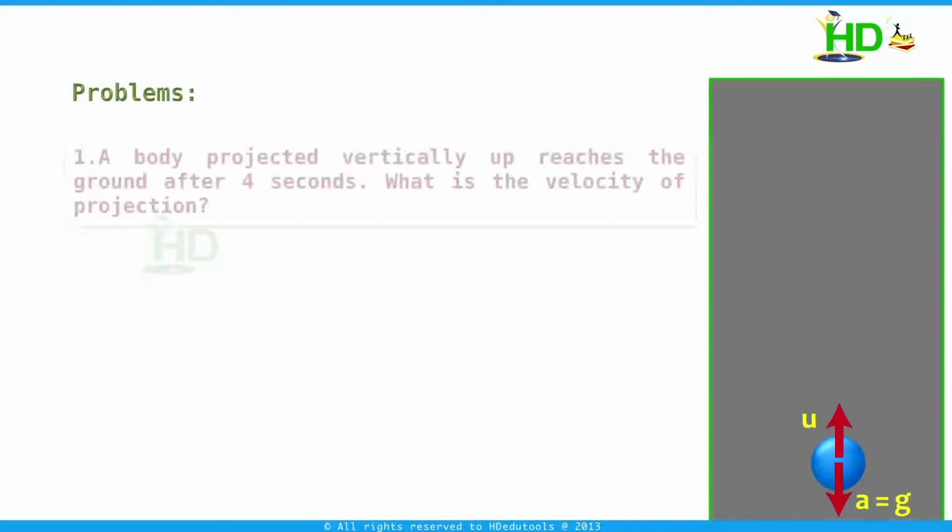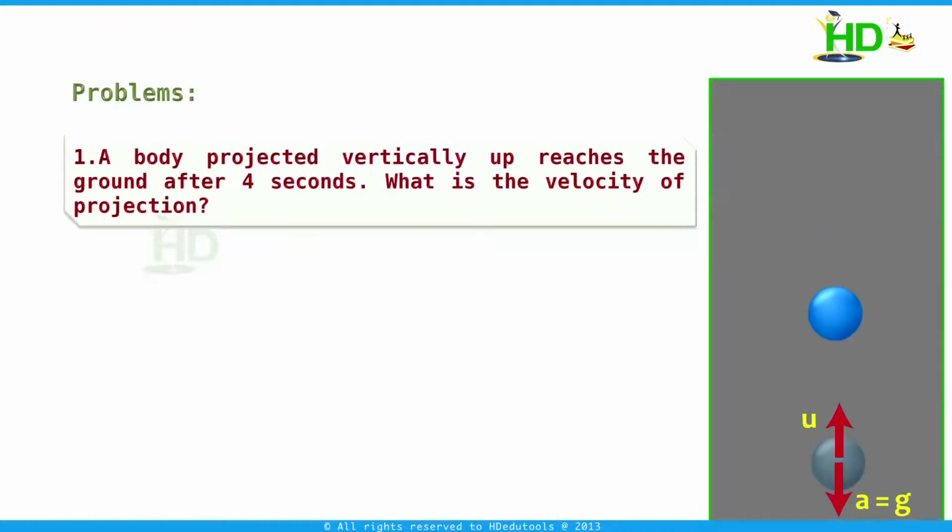Now we take this example. A body projected vertically up reaches the ground after 4 seconds. What is the velocity of projection? What is given in our problem? A vertically projected body reaching the ground after 4 seconds. That means the time of flight is 4 seconds.